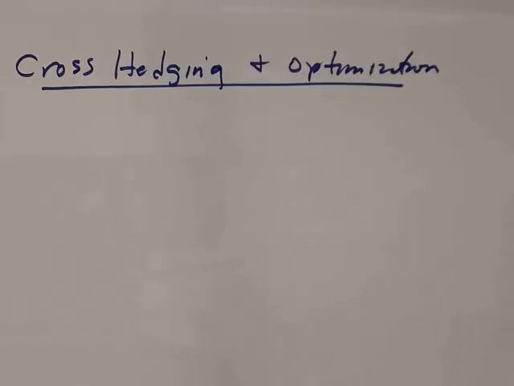So to start off with the idea of cross-hedging and optimization, let's go back to the perfect hedge that we looked at earlier. When we do a perfect hedge, we're looking at a spot inventory, say, of gold, and then we're hedging it with futures contracts. Now, we hedge on a one-to-one basis. It's almost natural to think that way.